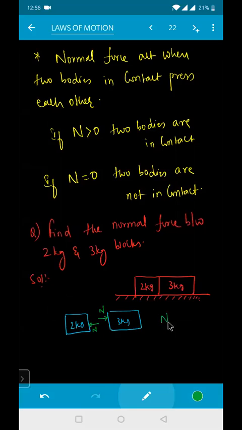तो नॉर्मल कितना होगा दोनों के बीच में? 0. बिकॉज ब्लॉक्स आर नॉट प्रेसिंग ईच अदर ना. ये दोनों अपने आप पे प्रेस नहीं कर रहे. एक प्रेस किस पे कर रहे हैं? अगर 2 kg ब्लॉक मैं ग्राउंड पे रखूंगा तो 2 kg ब्लॉक क्या ग्राउंड पे लगेगा कि 3 kg पे लगेगा? ग्राउंड. ग्राउंड पे लगेगा। तो 2 kg प्रेस किसको कर रहा है?